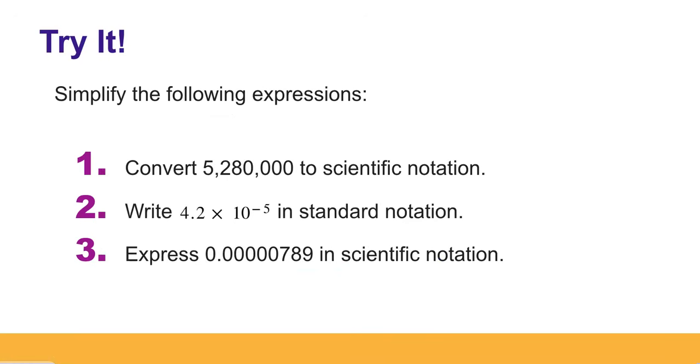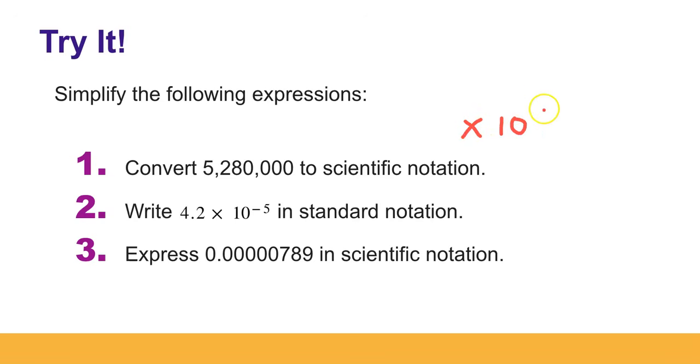Okay. All right. So here's a few examples. So let's see if we can solve these. You may want to pause the video and see what you can do. All right, so we're going to convert 5,280,000 to scientific notation. So the first thing I know, I'm going to have something times 10 to the power.